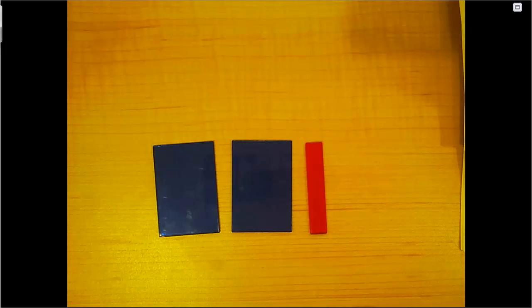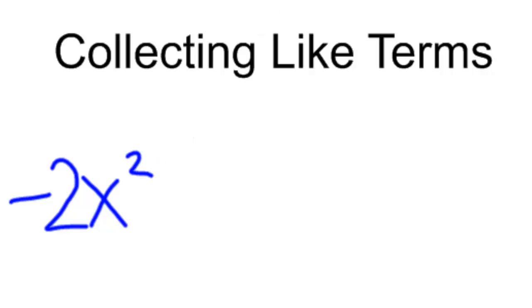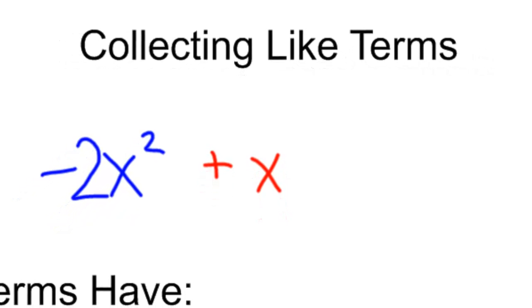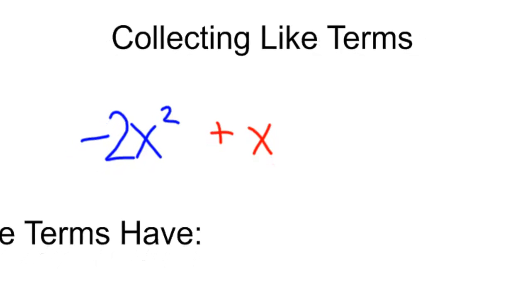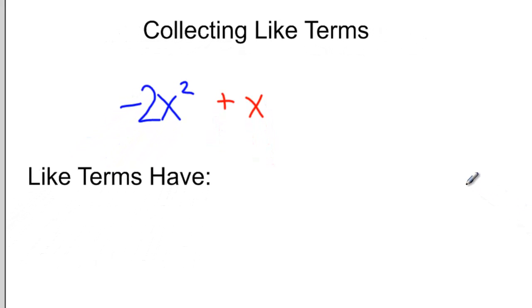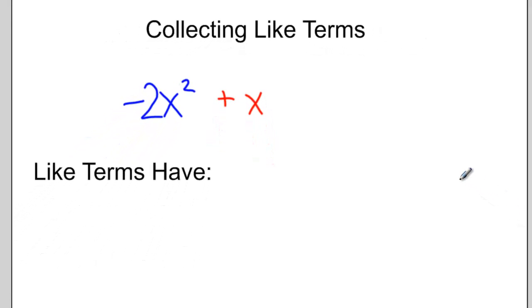In this case, that expression would be negative 2x squared plus x. So visually, we were able to cancel out algebra tiles when we had a positive and negative pairing. What we're really doing is something called collecting like terms.